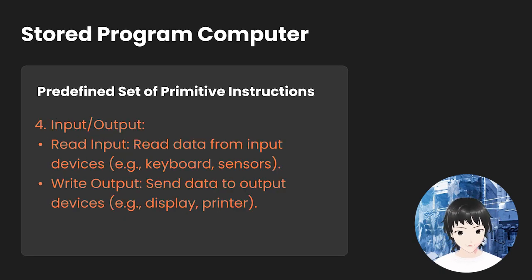Then the fourth predefined set of primitive instructions is input and output. So, reading input and writing output. Reading from the keyboard or from the mouse or some camera like a webcam or sensor, and writing it to, let's say, the monitor or printing something out from the printer.